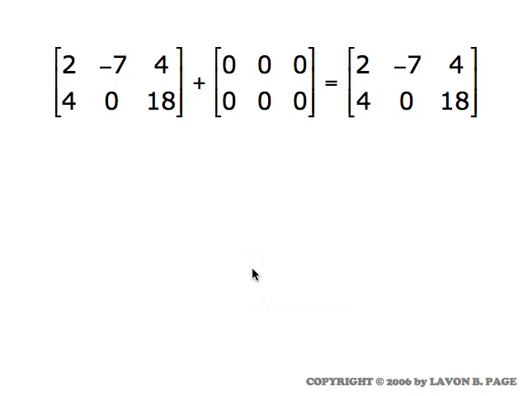In this illustration, I'm adding two matrices, and notice that the second matrix has nothing in it but zeros. And since adding 0 to a number doesn't change the number, the obvious net effect is to leave the first matrix exactly unchanged.